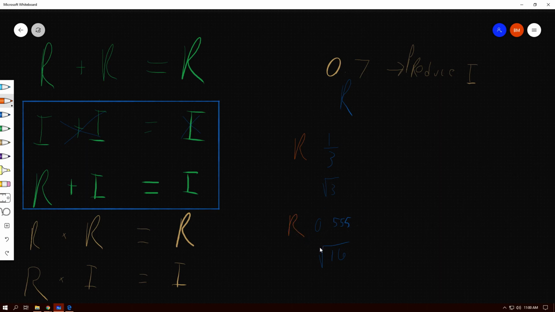Now, because we have a square root of 16 and a square root of 3, I need to go ahead and do the square roots of both of those. So the square root of 3 is going to be 1.7320500803, and it keeps going. All right, the square root of 16 is 4. Is 4 an integer? Yes, it is. That means this is rational.